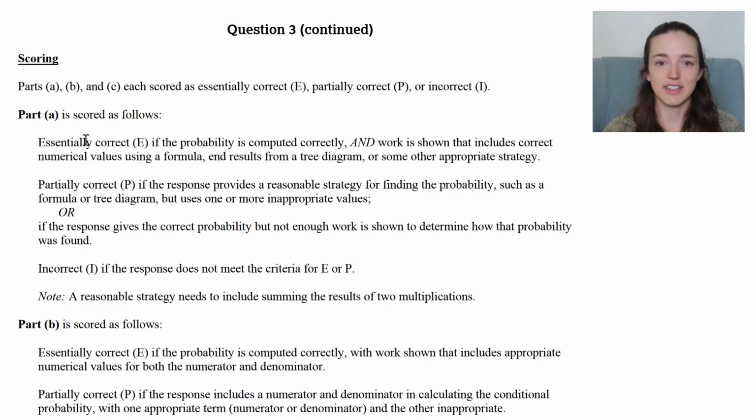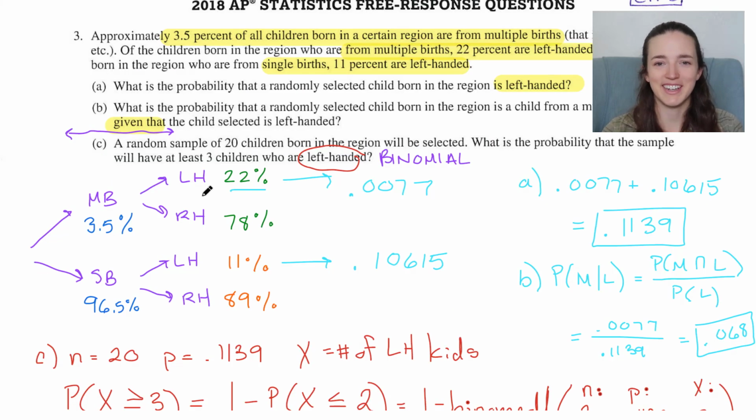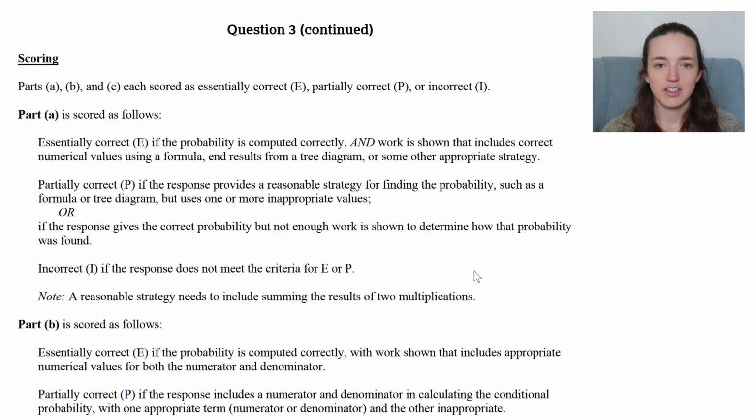Part A, you get essentially correct if the probability is computed correctly and work is shown that includes correct numerical values using a formula and results from a tree diagram or some other appropriate strategy. Okay, so if we look at my work, yeah, I got the right answer and I showed my work. That one's pretty easy. Okay, you can see you get partially correct if you have a reasonable strategy, such as a tree diagram, but you use 1 or more inappropriate values. So pretty generous. Like if you make the tree diagram and then you don't quite do it all correctly, you can get partially correct, which is pretty nice. You also get partially correct if you don't show enough work. And then incorrect if you don't do those things.